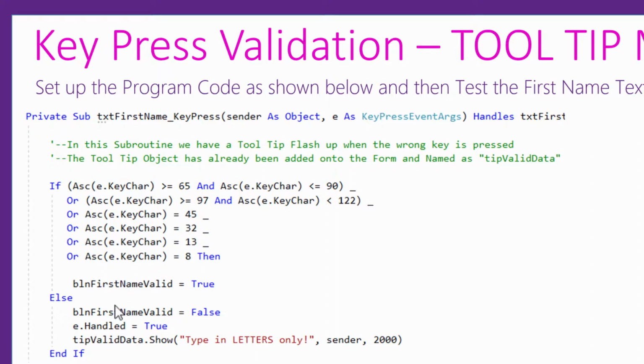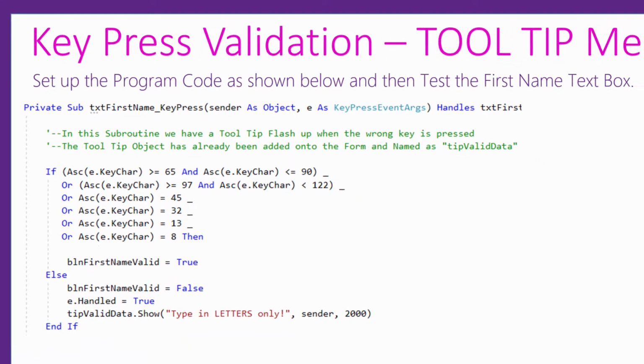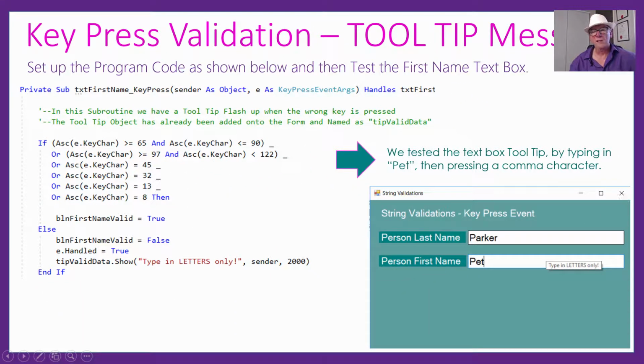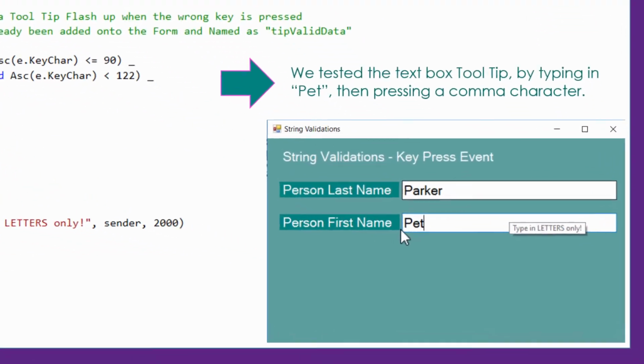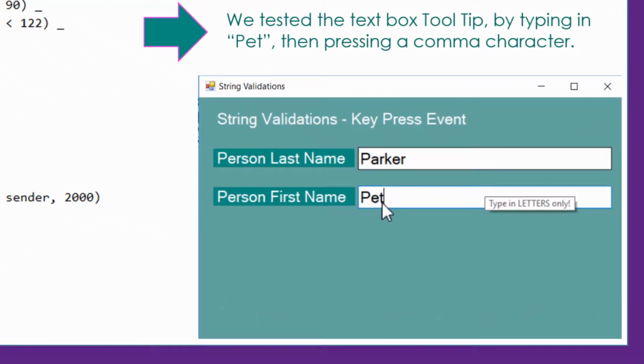And when it's wrong, instead of doing a message box, you just use tip valid data. Remember, that was the name of our tooltip that we named in the properties. And we want to make that show up. And the tooltip we want to say is type in letters only. And then we've got some other code here as well. So how that works is that if we're typing in the first person's name like PET, and that's all going okay, but then we press a comma on the keyboard, as soon as we press the comma, this tooltip here will kind of fade in.